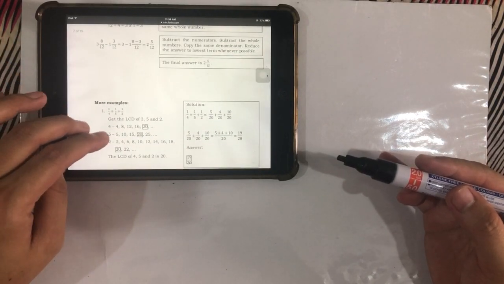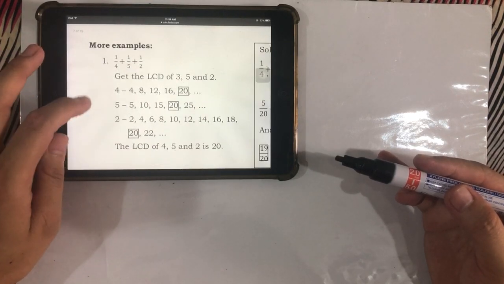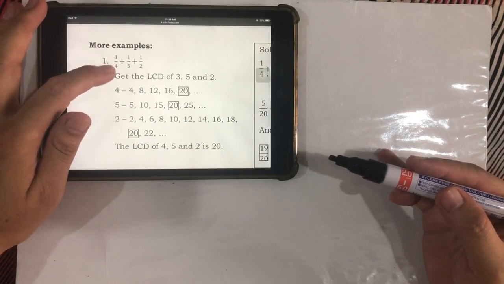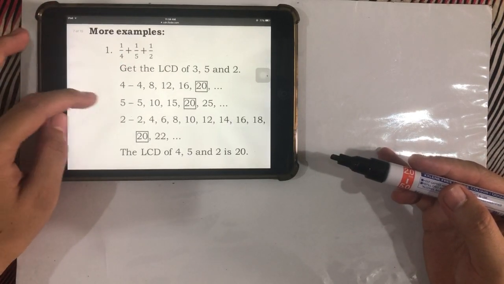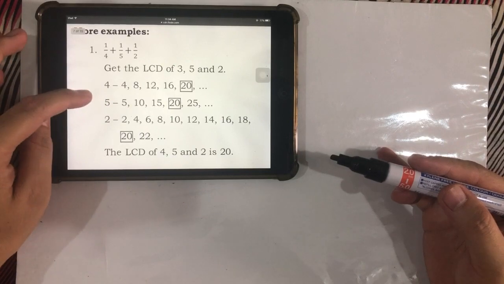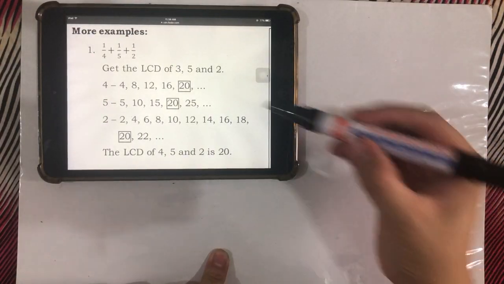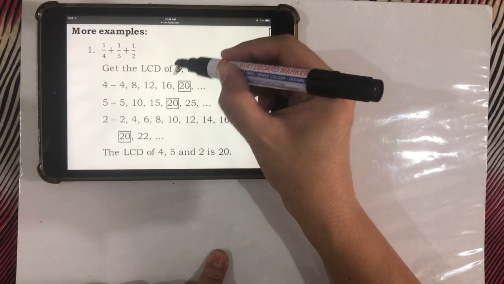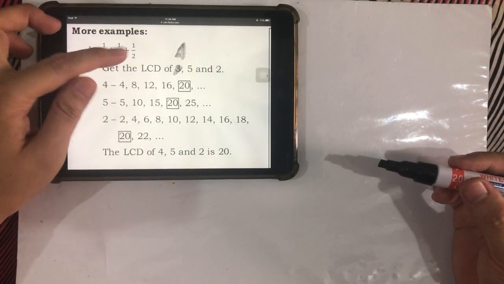Okay? So, ito naman. Medyo binigyan tayo dito ng tatlong example. 1/4 plus 1/5 plus 1/2. Diba? So, ganun din, no? So, to get the LCD, so in this example, kunin daw yung LCD ng, actually, hindi to 3. This should be 4. Get the LCD of 4, 5, and 2.